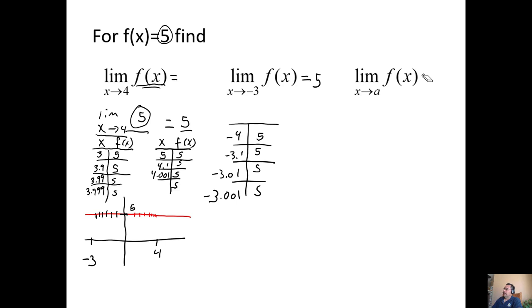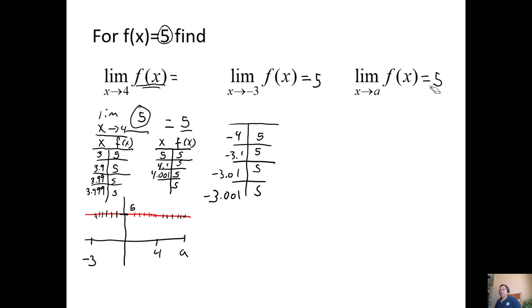Okay, now for this third one, now instead of negative 3 or 4, we have a. A is a generic number. You can put it wherever you like. I will put it over here. And as I walk getting closer and closer to an x value of a, my y values are always 5. So it should make sense that my limit is 5.